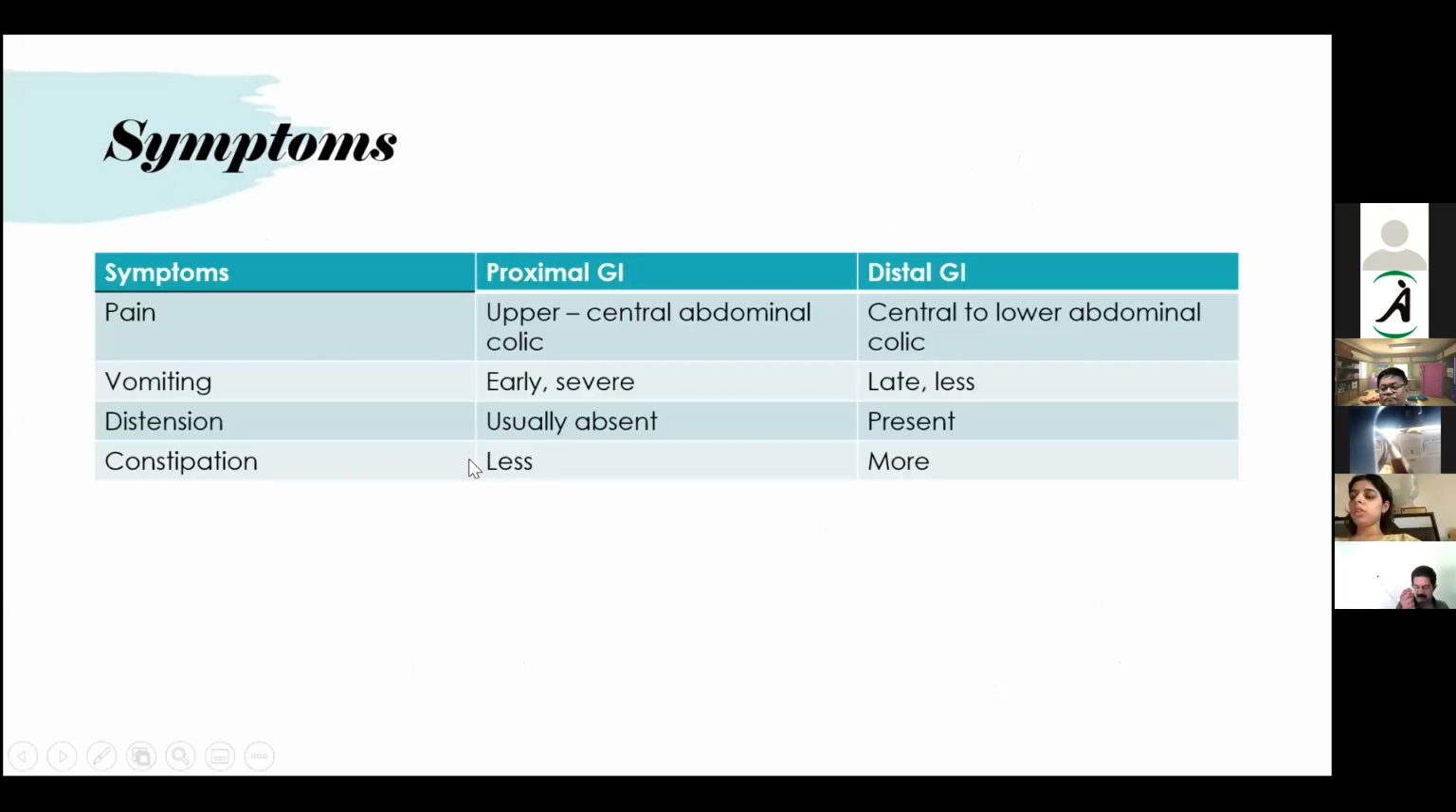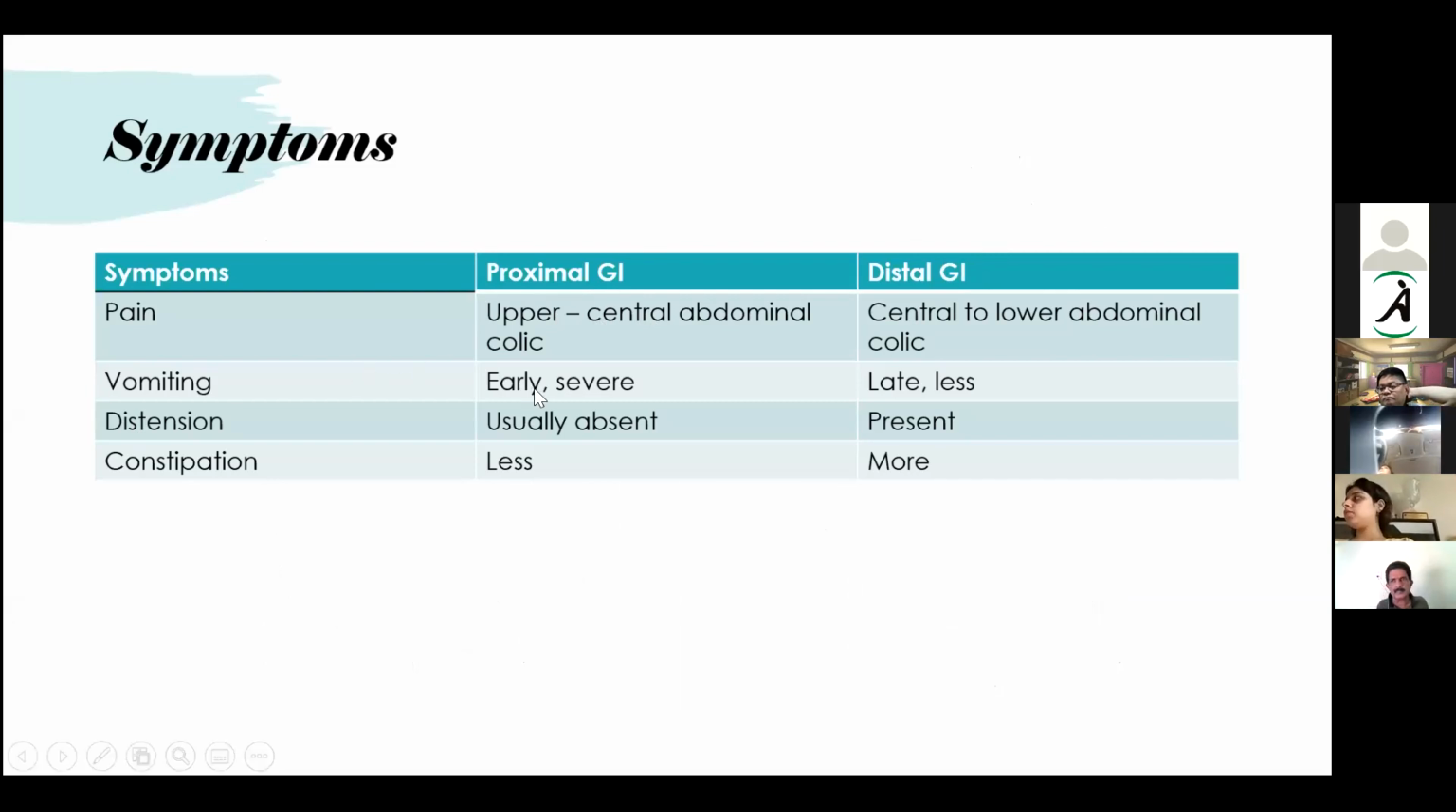Yeah, so this is like a summary of what we have discussed in the previous slide. Basically, pain in the proximal GI obstruction is usually upper because the site of obstruction is in the upper GI. So it can be upper or towards the central abdominal region. It is usually seen as a colic. In distal GI, it is usually in the central to lower abdomen. The colic is usually towards the central and lower abdomen.